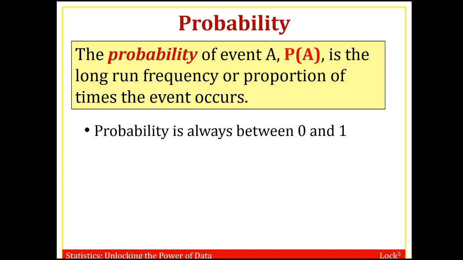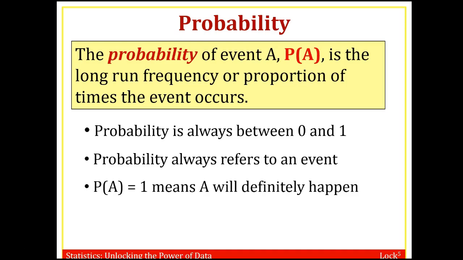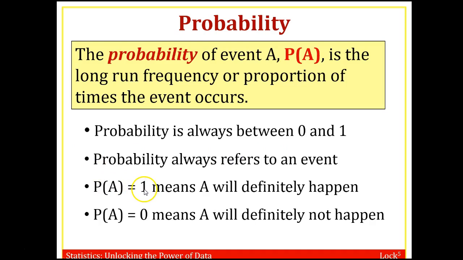The probability of some event A, and the notation is P parentheses A, that kind of function notation, which hopefully you're used to from intermediate algebra class, is a long-run frequency, a proportion of times the event occurs. So probability is always between 0 and 1. Think of a percentage, but we convert this to decimal. So the probability of flipping a head on a fair balanced coin would be 0.5. Probability always refers to some event. If P of A equals 1, that means the event A will definitely happen. And of course, if P of A is 0, that means event A will definitely not happen.